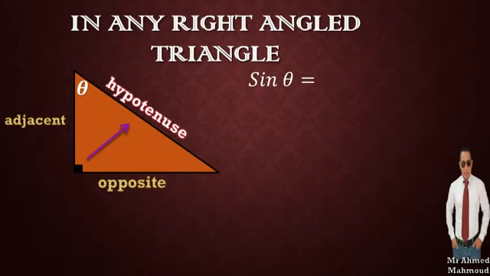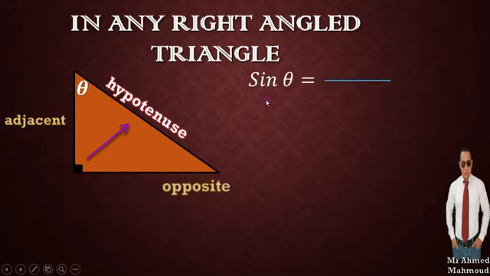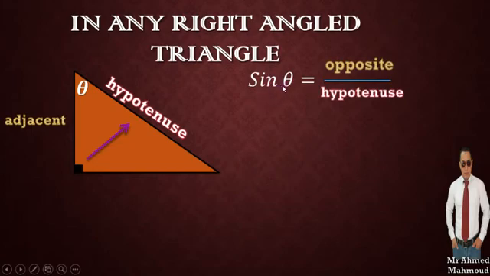This one is a ratio between two sides. Those two sides are the opposite and the hypotenuse. Then sine of the angle equals the opposite side over the hypotenuse.